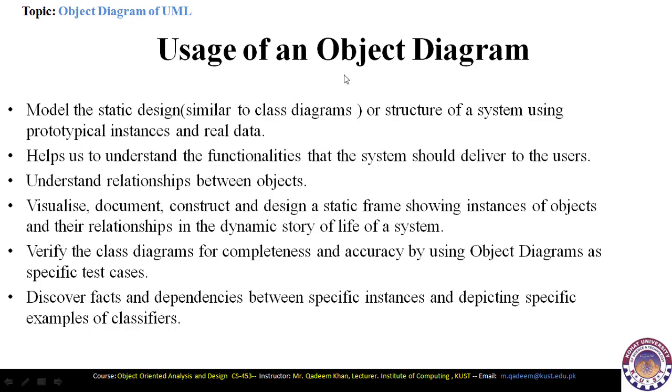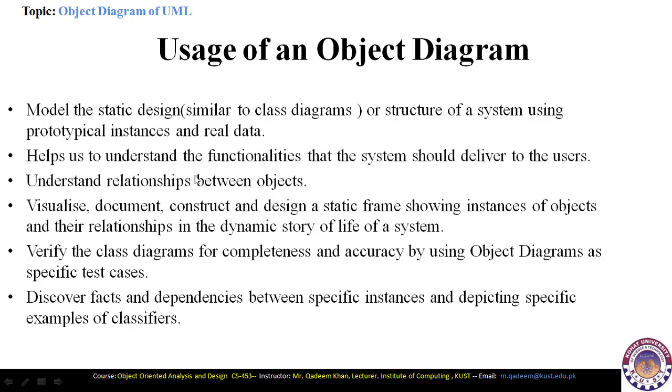Now, where can we use the object diagram? It is used to model the static design, and it is similar to the class diagram, a structure of the system using prototype instances and real data. Here we can prototype the instances of the classes, and also provide the real data at the particular execution time of the object. So it provides the prototypical structure of the system at particular instances and the values at that particular time.